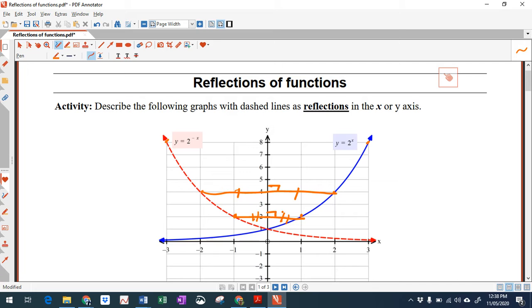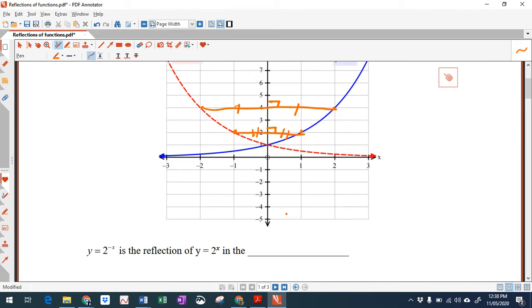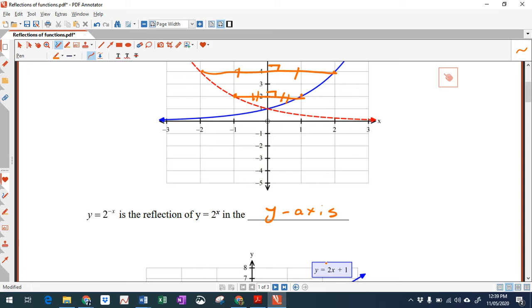Okay, so let's complete our little sentence down here. y equals 2 to the minus x is the reflection of y equals 2 to the x in the y-axis. Now the other thing to remember is that we're talking about other functions as well. What if I said the original function is y equals f of x? That means the reflected function is f of minus x. So I could say that y equals f of minus x is the reflection of y equals f of x in the y-axis.